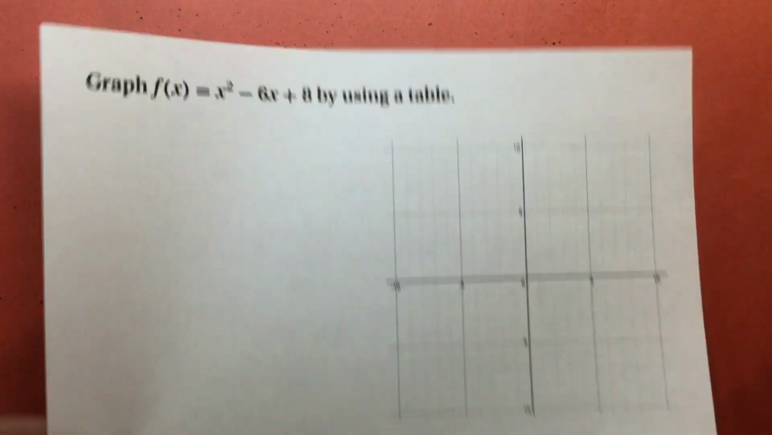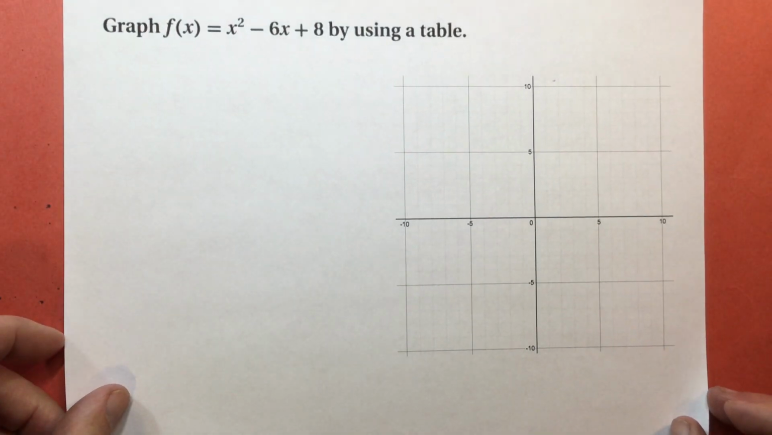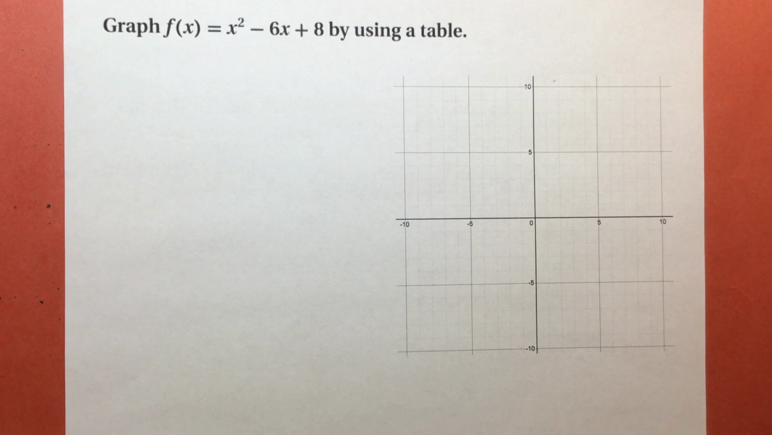All right. In this first example, we are going to graph the old school way. We're going to graph by just making a table. And we're going to choose some x values, and we're going to use the function to determine what the y values are. Now, the big question is which x values do you choose?